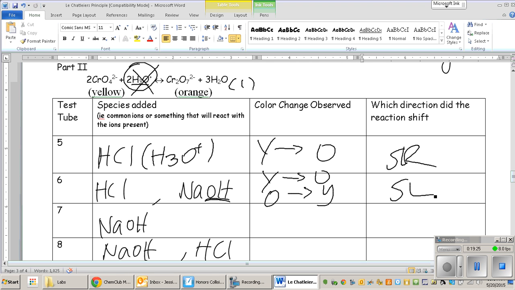Simply adding base consumes reactants. Consuming reactants is a bad thing. You've got to go back to the reactant side. The second case down here was the dichromate.